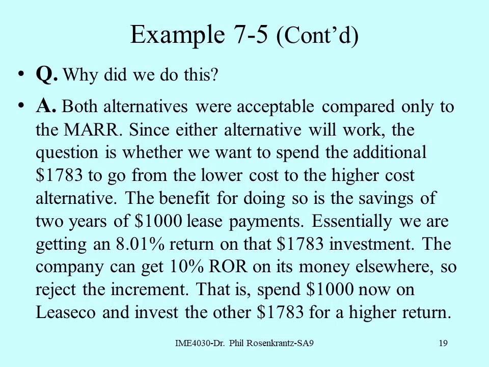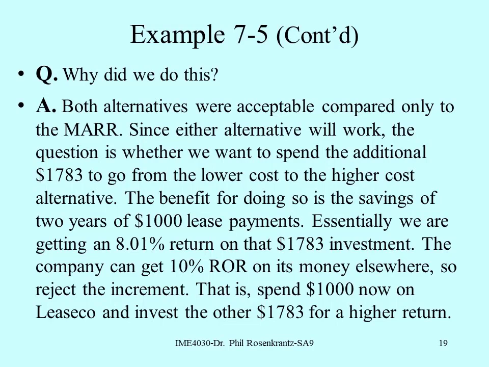Okay, why did we do this? Why did we choose based on that increment and not based on the internal rate of return numbers for those two alternatives? Well, either one will work, but what we're really asking here when we're deciding between the two is, do we want to spend the additional $1,783 to go from the lower cost alternative to the higher cost alternative? Is it worth it to make that extra investment right now of $1,783?